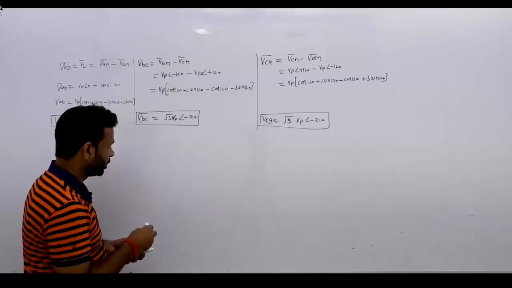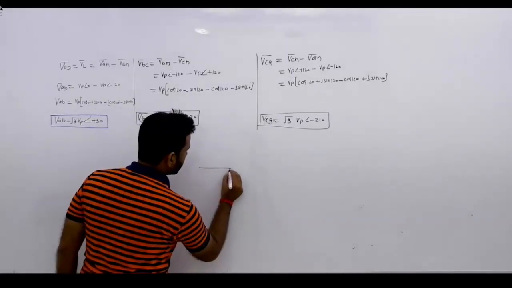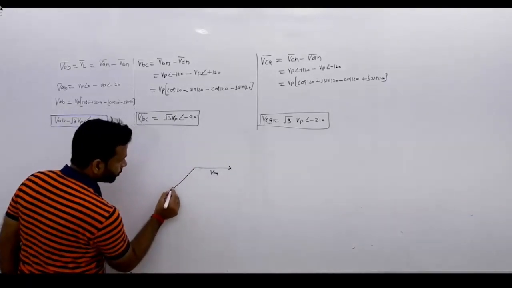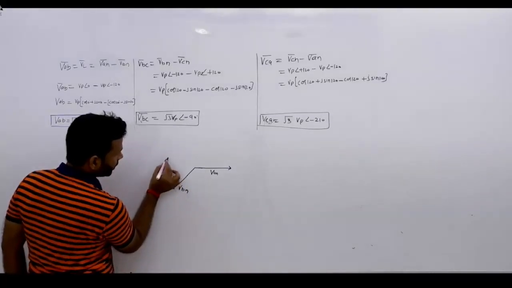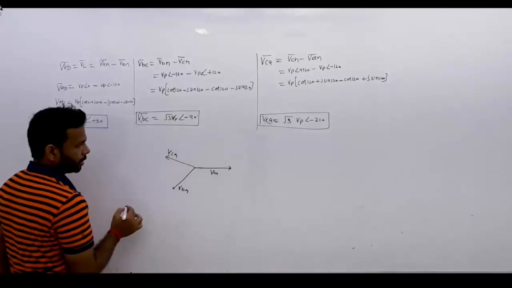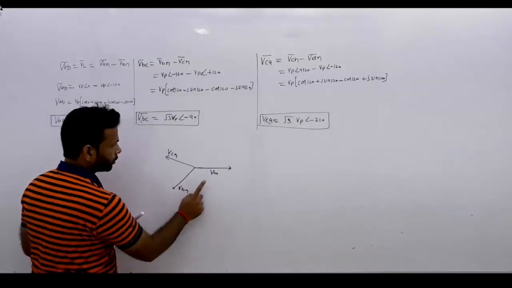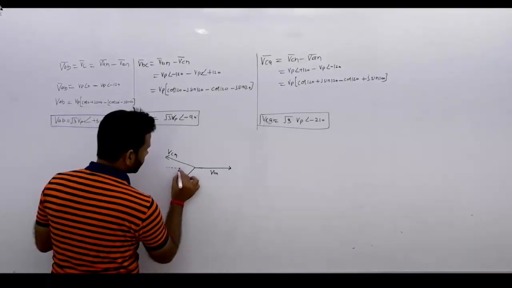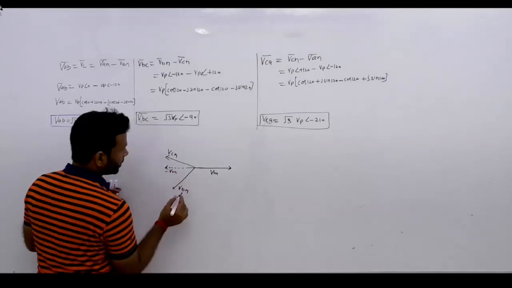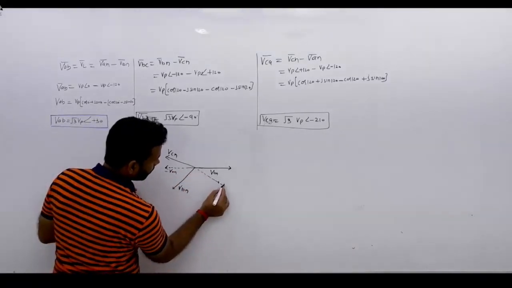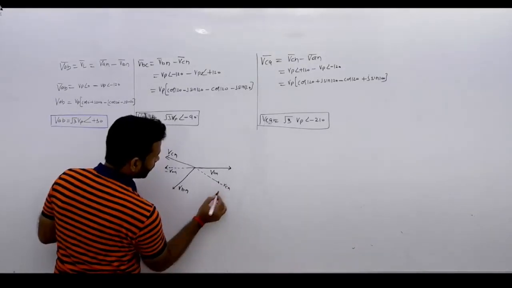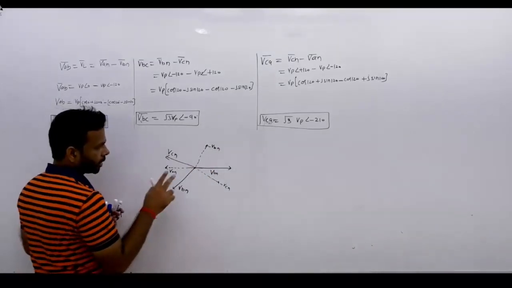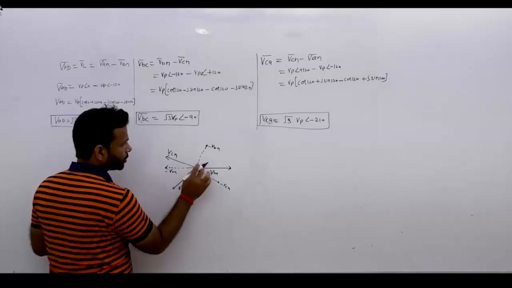Let's see. The first phase voltage is this, your VAN, the second one is VBN, and the next one is your VCN. These are your phase voltages, having the positive phase sequence ABC. Now I'm drawing all these phase voltages in their reverse direction. So it is minus VAN. Similarly, I'm taking this voltage as minus VCN, and this as minus VBN. Now first check the angle. This angle is 120, so this is 60, this is 60. So all are 60, 60, 60, 60.